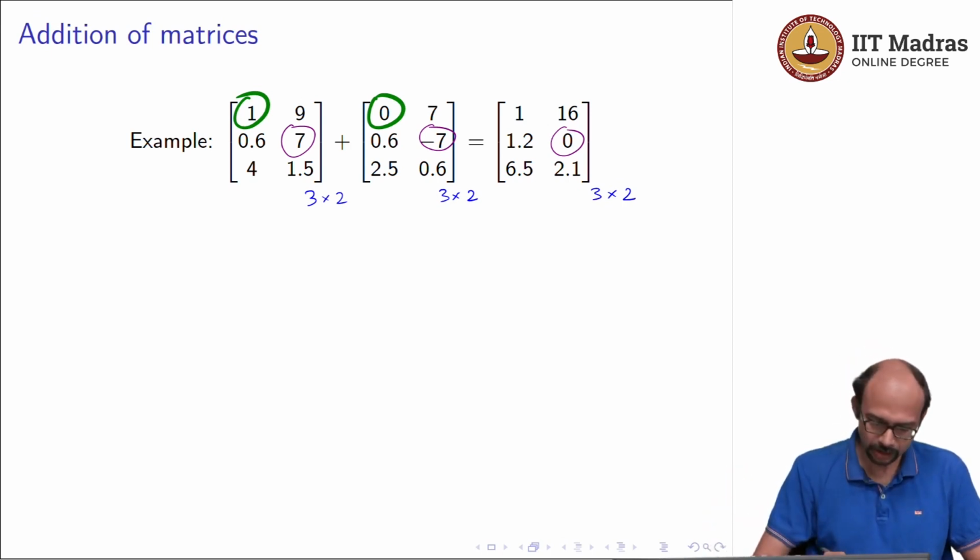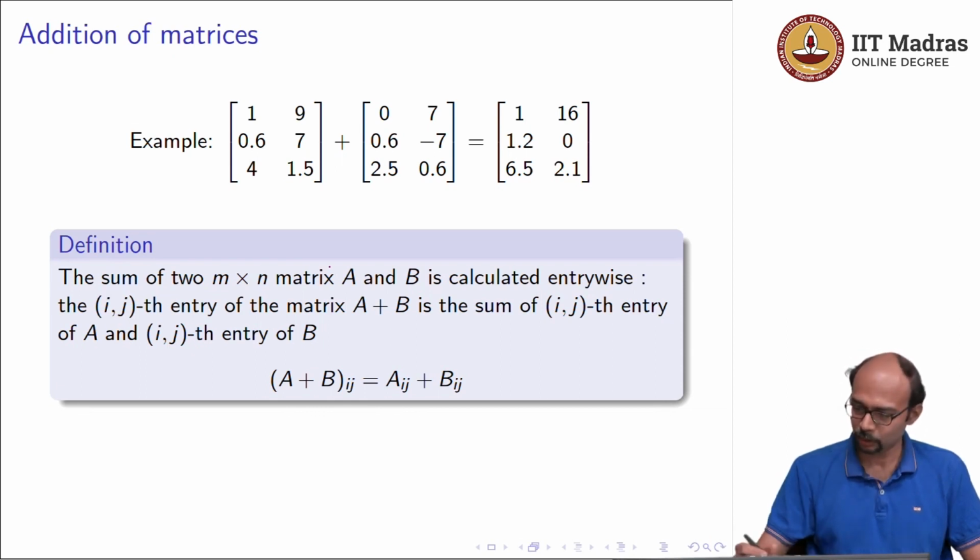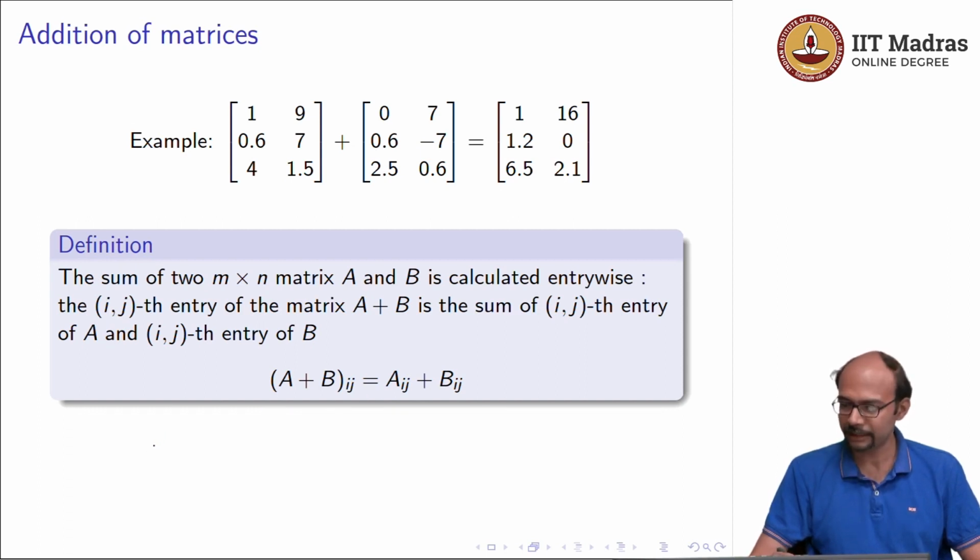So let's look at this in a more formal way. The sum of two m by n matrices A and B is calculated entry wise. So corresponding entries are added. That means you look at the ijth entry of A and the ijth entry of B, and then you add those to get the ijth entry of A plus B. So that's the formula. A plus B ij, that means the ijth entry of A plus B, that's what's on the left. That is the same as the ijth entry of A plus the ijth entry of B.